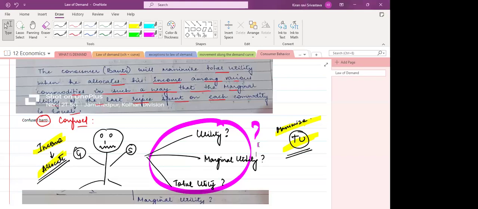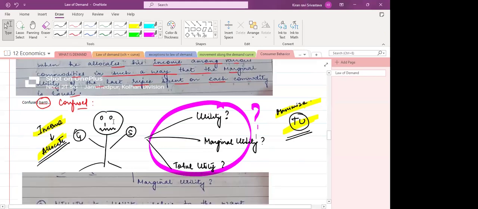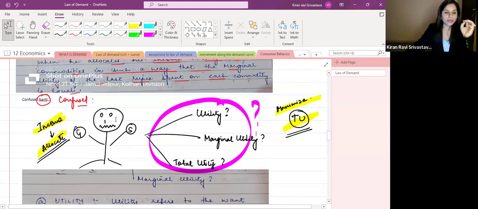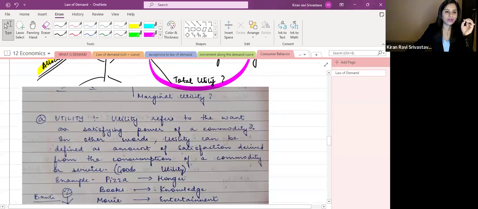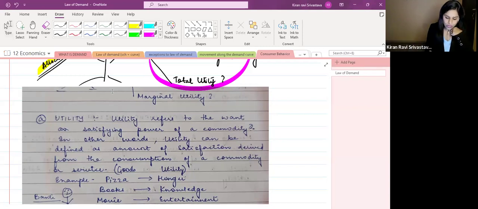No, ma'am. Okay. So now I'll explain what is utility, what is marginal utility, and what is total utility. So what is utility? If you look at the English dictionary, what does utility mean? Can you tell me what utility means to you? Don't look at the definition I've written down. Yes, utility is the satisfaction, usefulness.